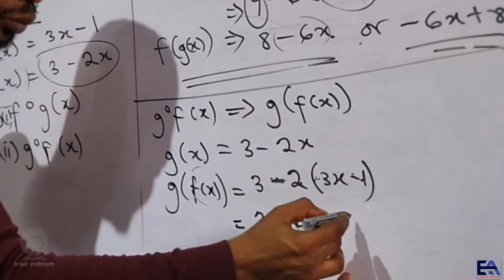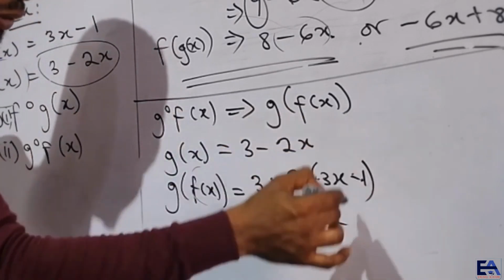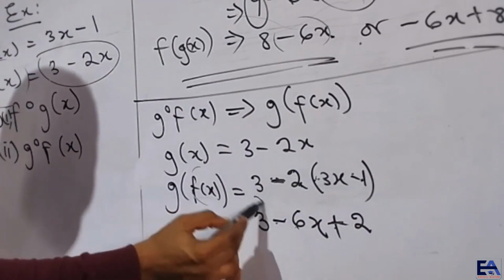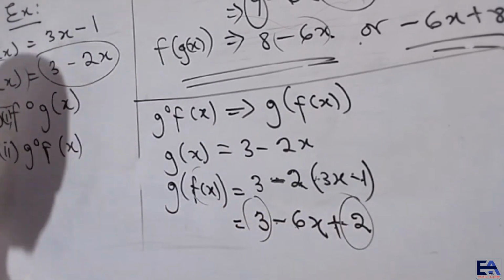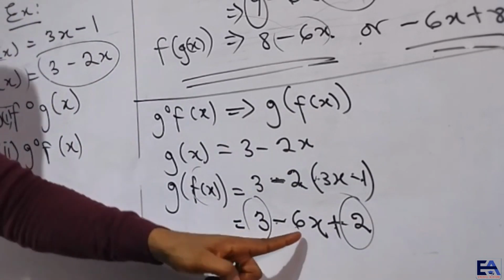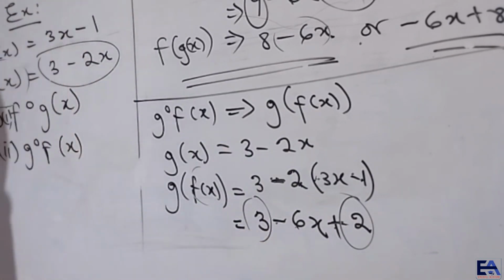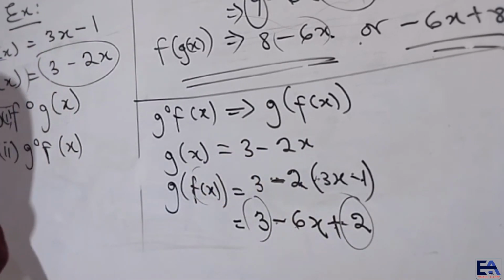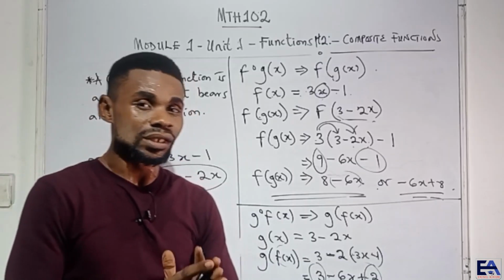Then 2 times minus 1 will be what? 2 times 1 will be 2. You collect like terms. This is 3, this is 2. 3 plus 2 is 5, because they resemble each other, they look alike, they can add. The one that cannot add, you cannot add x. You cannot say 5 minus 6x. You cannot add them because they are not like terms. They don't belong to the same family. You only add or subtract numbers that belong to the same family, that look alike.